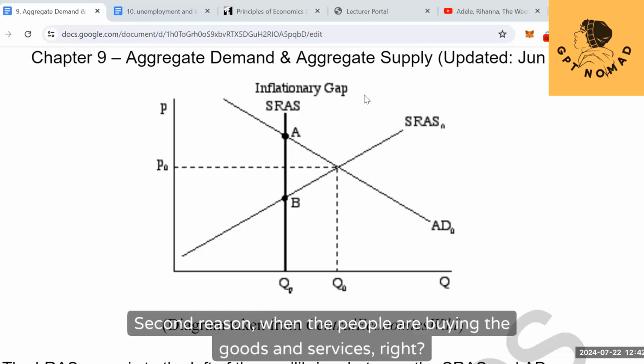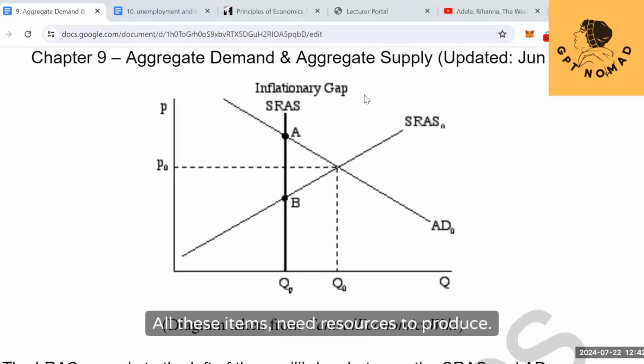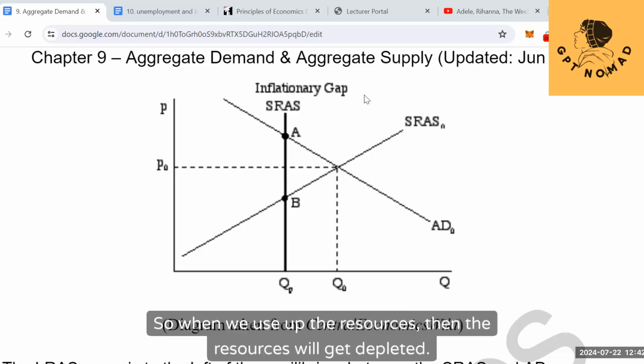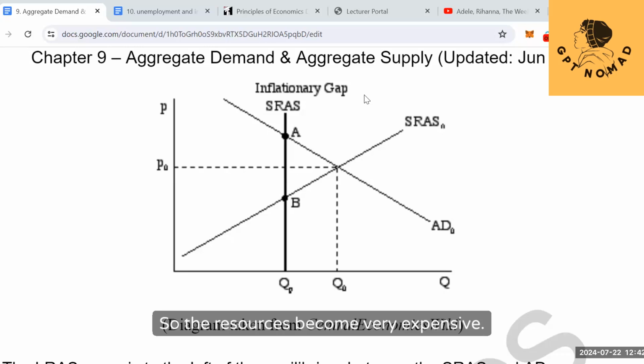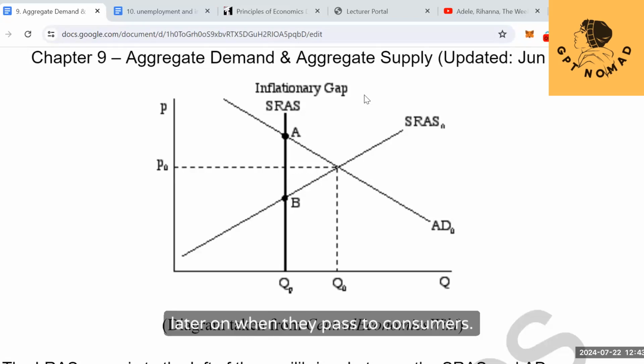So that's one. Second reason, when the people are buying the goods and services, right? When you're buying this, buying that, at the same time, all these items need resources to produce. So we need the production process first. We need the resources first. So when we are selling so many items, we are also using up a lot of resources. So when we use up the resources, then the resources will get depleted. So the resources become very expensive. You have to actually spend more on the resources, and that is going to lead to higher prices later on when they pass to consumers.